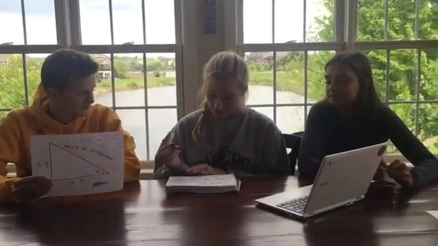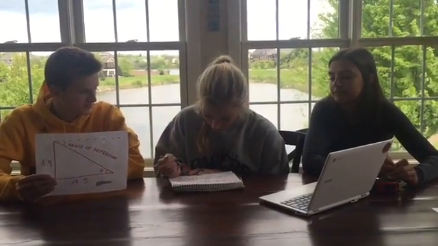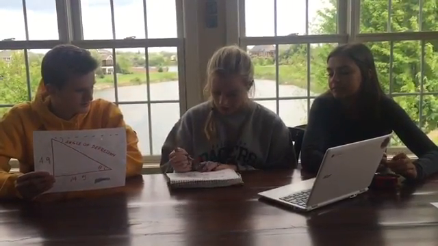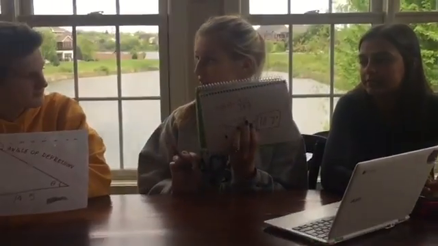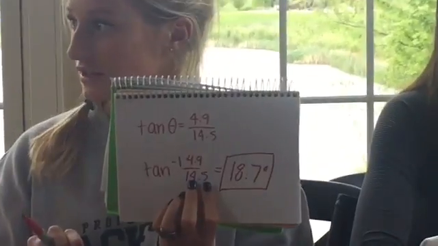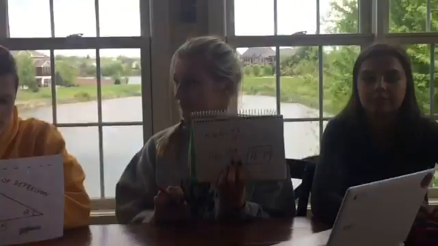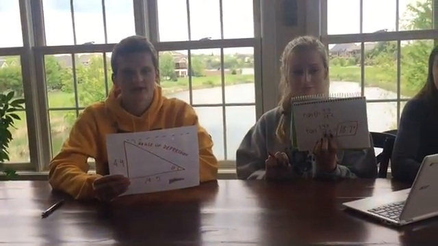So tan of theta equals 4.9 over 14.5 feet. So to find the angle of depression, we'll do the inverse tangent of 4.9 over 14.5 equals 18.7 degrees, which is the angle of depression that you want to throw the ball at. 18.7 degrees, I can do that.